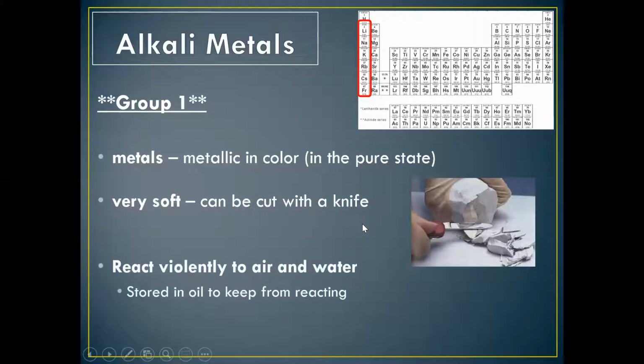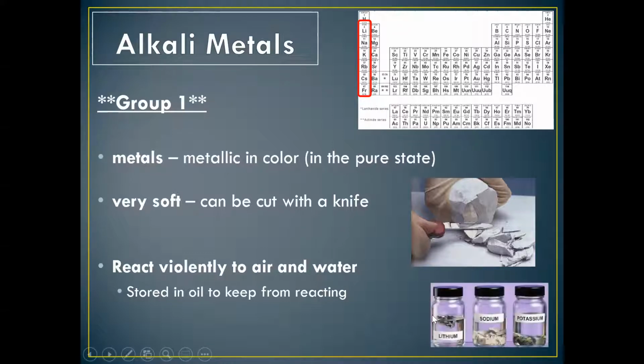The alkali metals are the most reactive metals. They react so violently with just air and water that you have to keep them in oil to keep them from reacting. You can't just keep them in a jar full of air. And if they touch water, they react. And I'll show you a video of that as well. So just some examples: lithium, sodium, potassium, as you can see, stored in a jar with clear oil. And just like all metals, these are very good conductors of heat and electricity. So group 1 is the alkali metals.